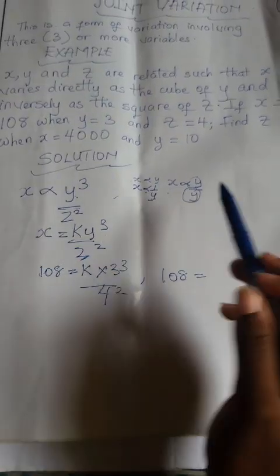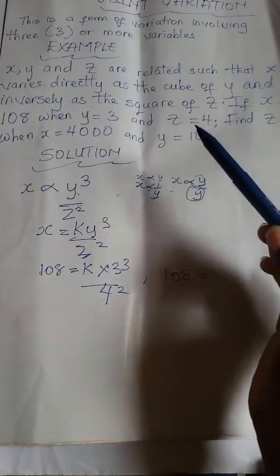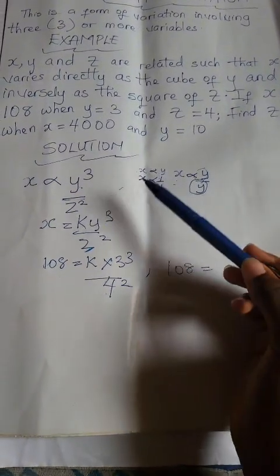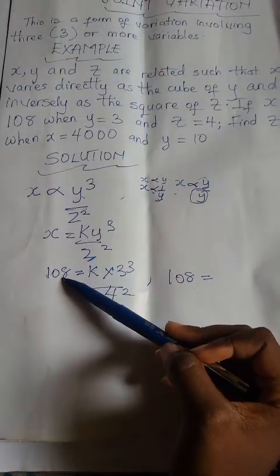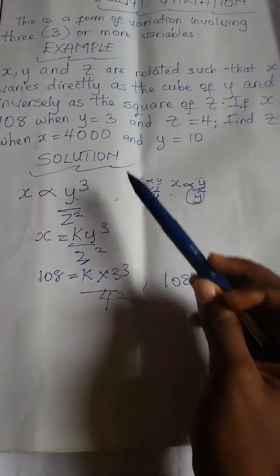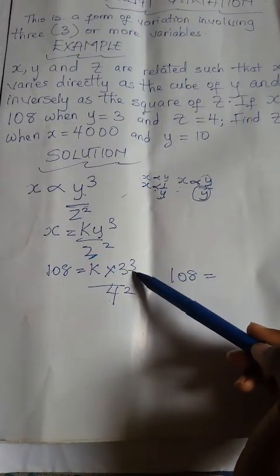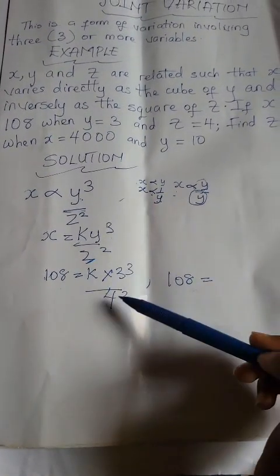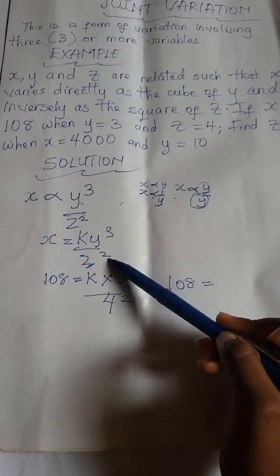Let's read the question further. If x is equal to 108 when y is equal to 3 and z is equal to 4, let's stop here and solve this simple part first. They said x is now 108, so replace your x with 108. K, we don't know it. Y is 3 in the question, that's the 3 I wrote here, then raised to power 3. Z is 4 in the question, that's the 4 I wrote here, then raised to power 2 from here.